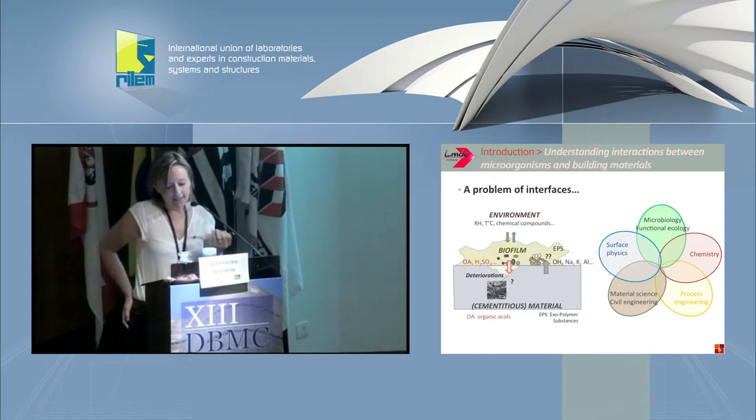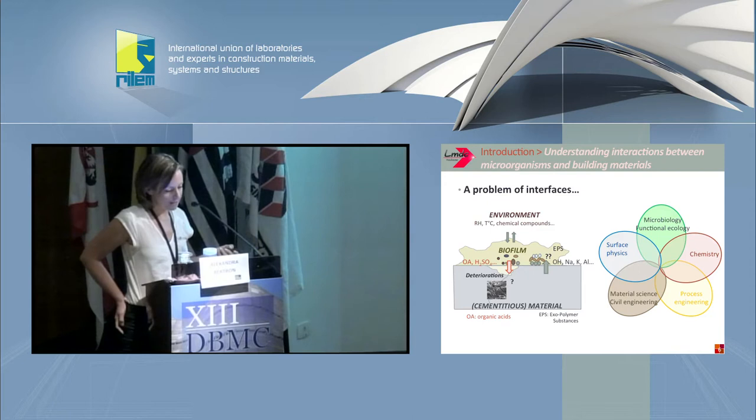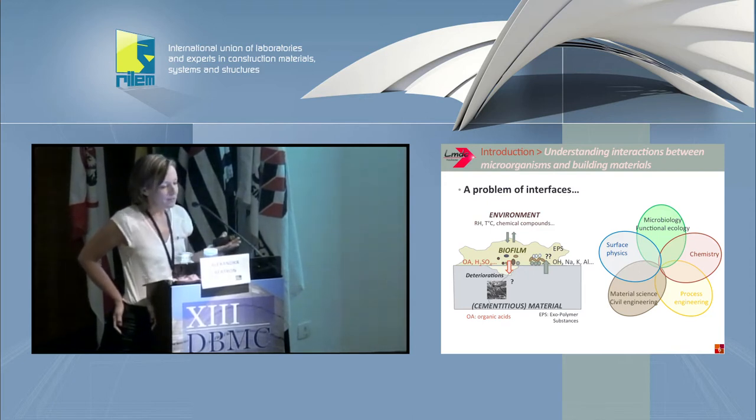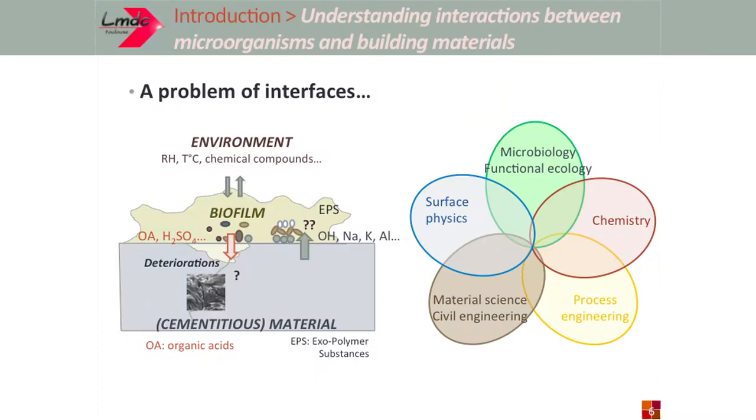Now, understanding interactions between microorganisms and building materials really requires looking at the phenomena at the local scale, even almost at the microorganism scale. Let's consider, for example, a cementitious material, but it can be any kind of material, in a given environment characterized by its relative humidity, temperature, chemical compounds. At the surface of the cementitious material, microorganisms will develop, often after a first chemical weathering, for example, because of carbonation.